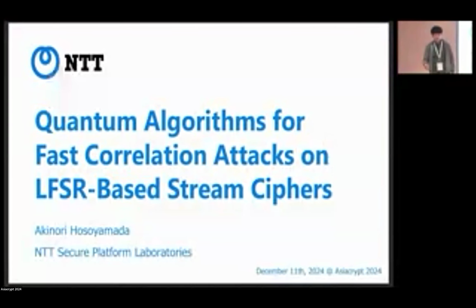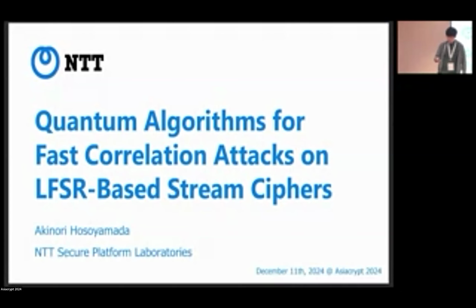Okay, so the next talk is on quantum algorithms for fast correlation attack on LFSR-based stream ciphers, and it will be presented by Akinori Hosoyamada. Thank you for the introduction. I'm Akinori Hosoyamada from NTT Secure Platform Laboratories.